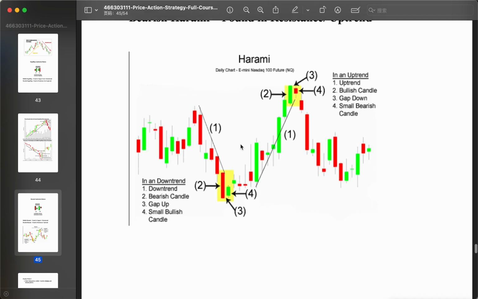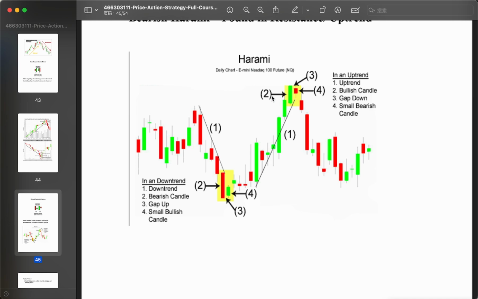Okay, so you see here, this is the structure. You have a downward market force. So you have a downtrend, you have a bearish candle, and then you see the price gap up, and then in the 4, you see a small bullish candle. So this is a classic Harami. You are seeing a longer red bar with a smaller green bar.